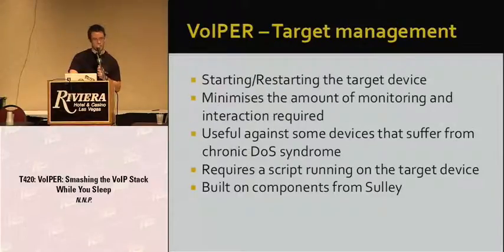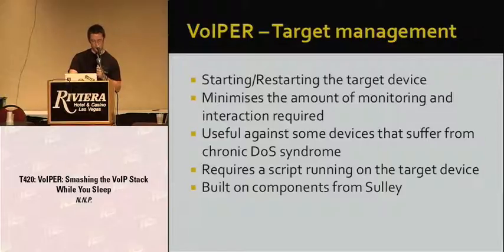Target management is basically taking the output from the crash detection, and once that crash has been detected, it reports it, logs it, and then it restarts the device. Basically, this allows you to, as we were saying, start the fuzzer, go away, and you don't have to interact with it anymore. You come back to a list of files that caused the crash, a list of reports, and you can work from there.